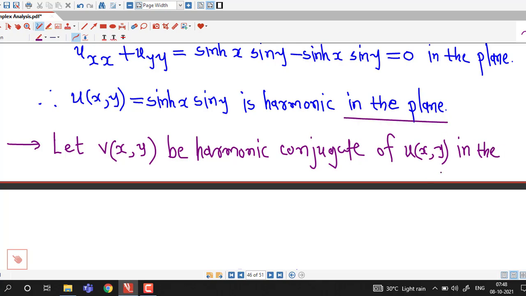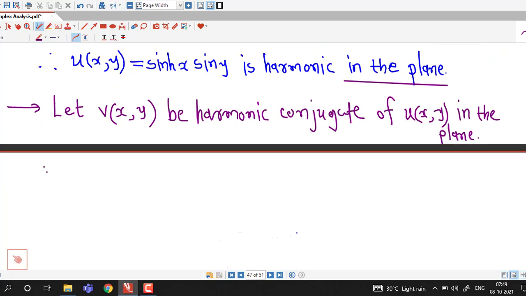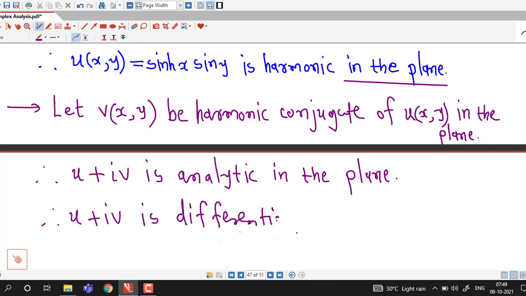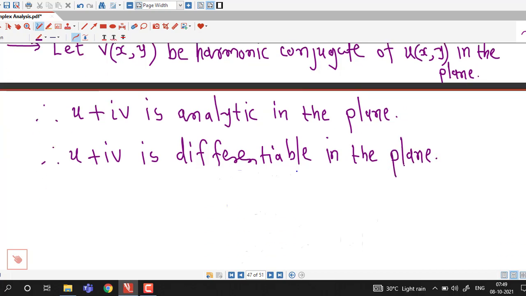Okay, here the domain in which the function is harmonic is the whole plane, so we consider the harmonic conjugate in this whole complex plane. Therefore, by definition, u plus iv is analytic in the plane. Now if a function is analytic in the plane, then the function is differentiable at every point in the plane. So we can write that u plus iv is differentiable at every point in the plane.